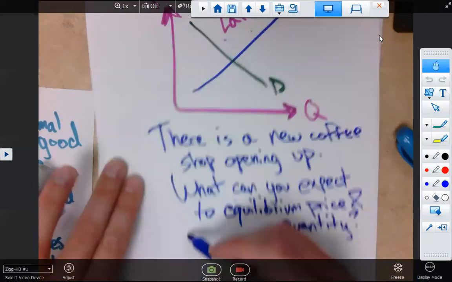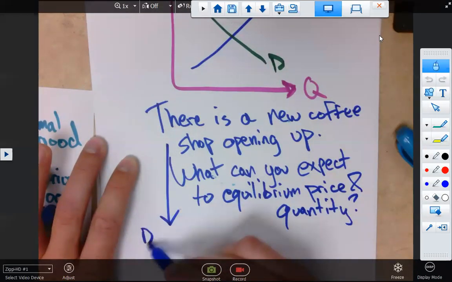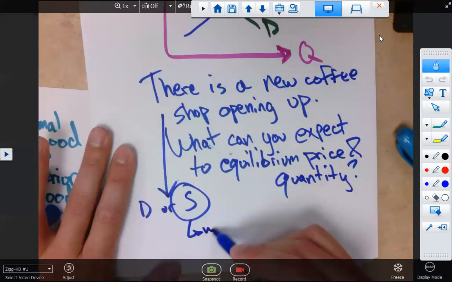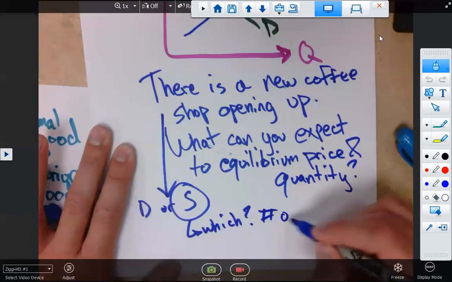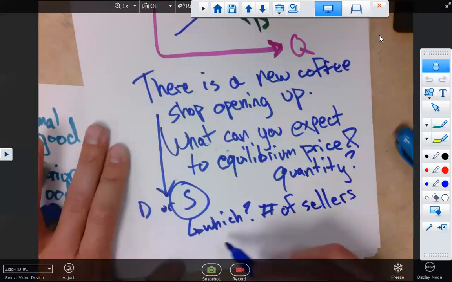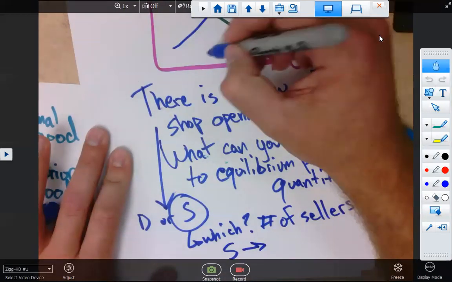So first of all, we need to figure out which. The first thing we do is we say demand or supply. We say it's supply. And then we say which factor. And we would say number of sellers. And then how is it going to shift supply? Is it going to shift it out or in? It's going to shift it out. Very good.